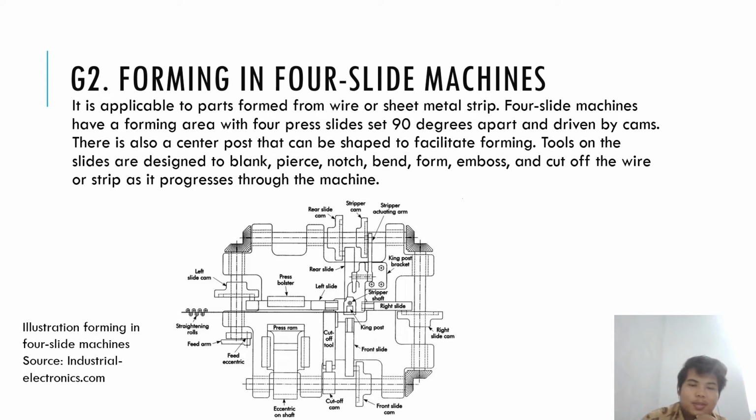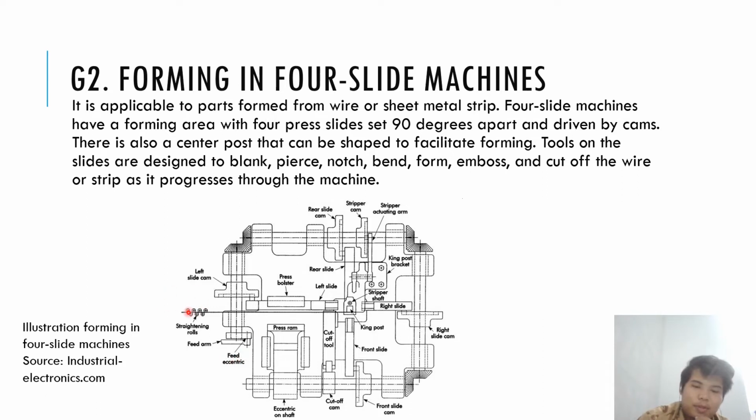Forming in four-slide machines. It is applicable to parts formed from wire or sheet metal strip. Four-slide machines have a forming area with four press slides set 90 degrees apart and driven by cams. The cams are on here, so they drive the material. There is also a center post that can be shaped to facilitate forming. Tools on the slides are designed to blank, pierce, notch, bend, form, emboss, and cut off the wire or strip as it progresses through the machine.